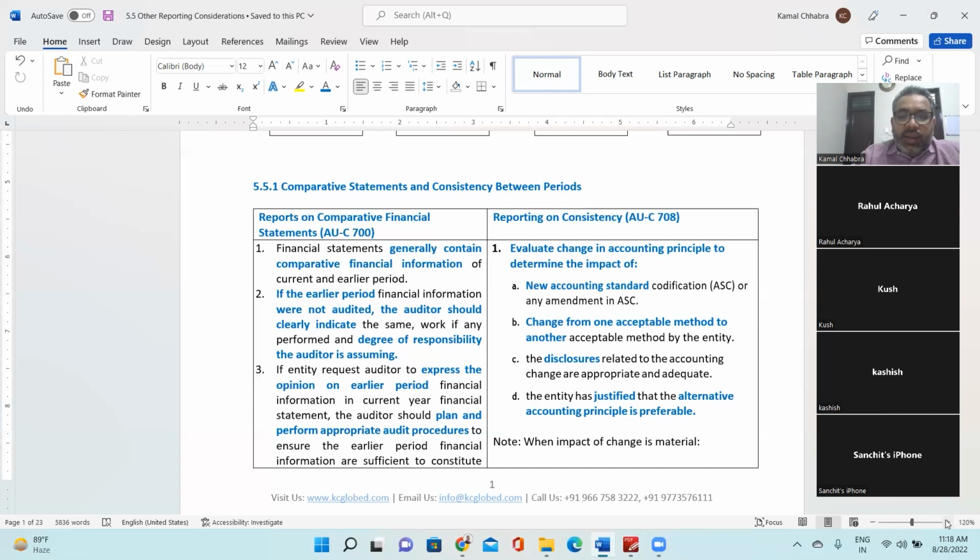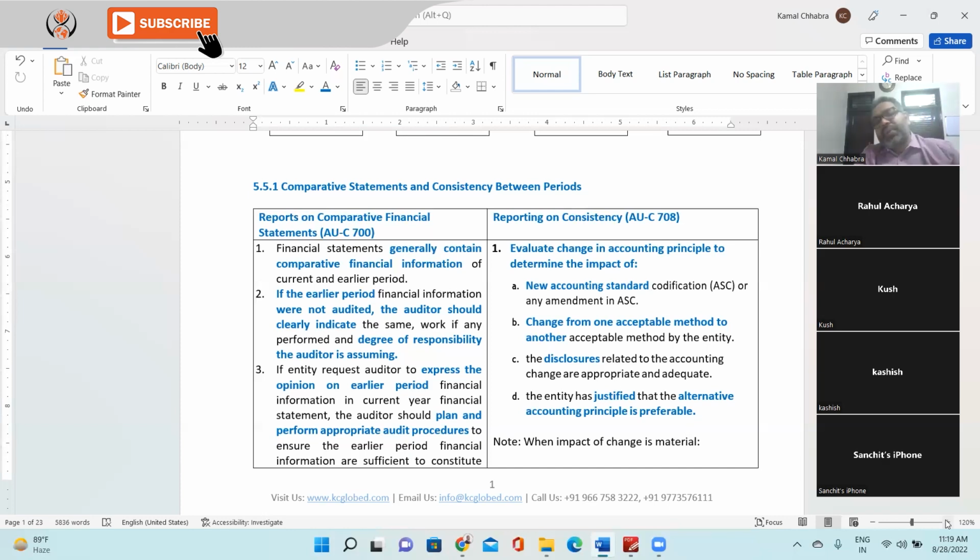There might be a possibility that previous year financial statements were not audited. The auditor should clearly indicate the same, and the work, if any, performed and the degree of responsibility assumed. So in your report, you need to clearly mention that previous year numbers were not audited. And if you have performed any procedure, then you need to mention that, and the degree of responsibility for the previous year numbers you are assuming. That is also you need to mention, if you are assuming it and if you are performing any procedure for the previous year numbers.